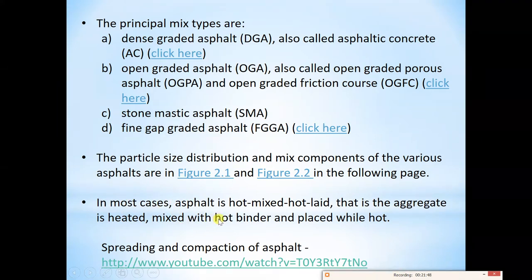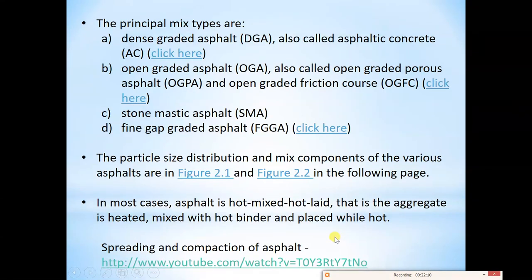So, we look at the composition, the particle size, the distribution, and then we look at the production. I think we just briefly look at how they do the compaction of asphalt. So we try to see how it is different from chip sealing.